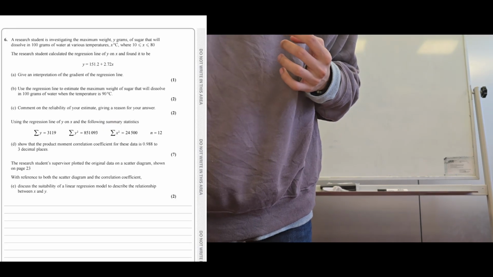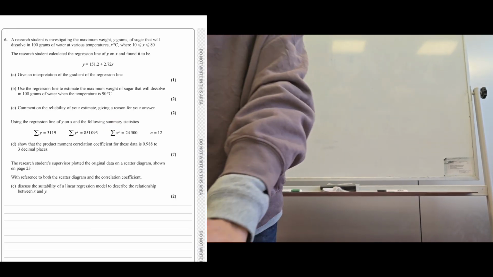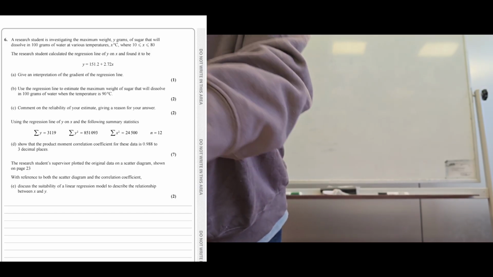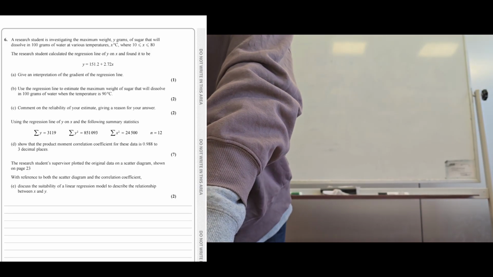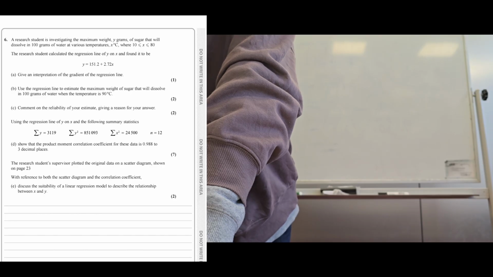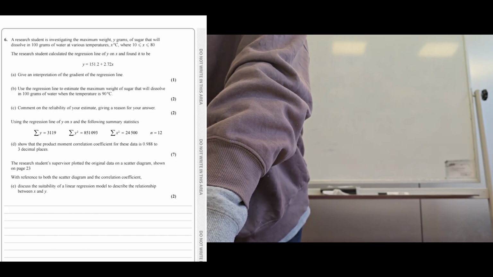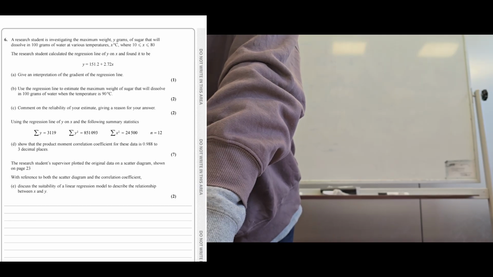Hi, today we are going to do this problem. We have a research student investigating the maximum weight y, in grams, of sugar that will dissolve in 100 grams of water at various temperatures. So x degrees Celsius, where x is between 10 and 80.